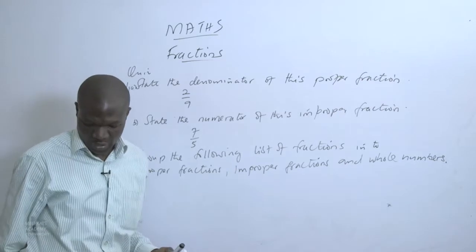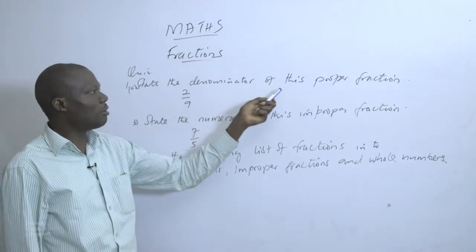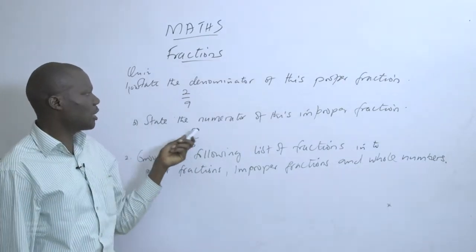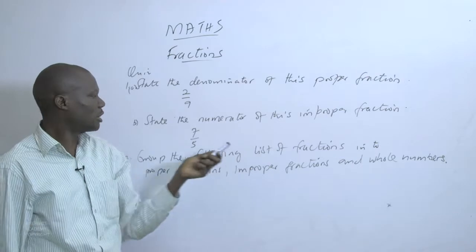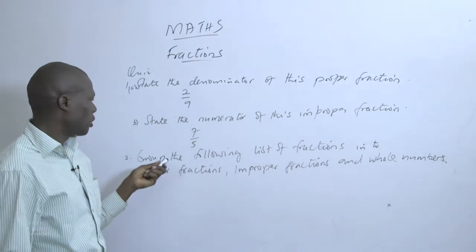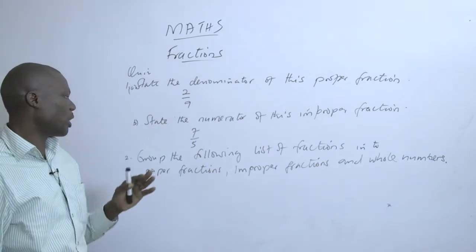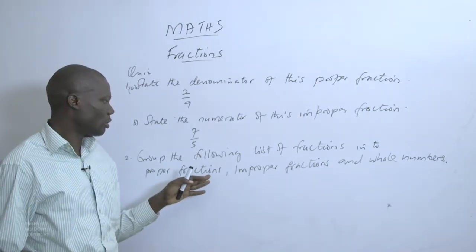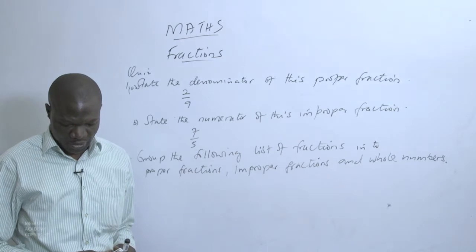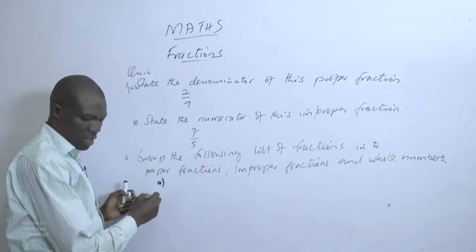So let us look at the following questions first. 1. State the denominator of this proper fraction, 2 over 9. 2. State the numerator of this improper fraction, 7 over 5. And 3, group the following list of fractions into proper fractions, improper fractions, and whole numbers. So let us look at the list of fractions that we have.